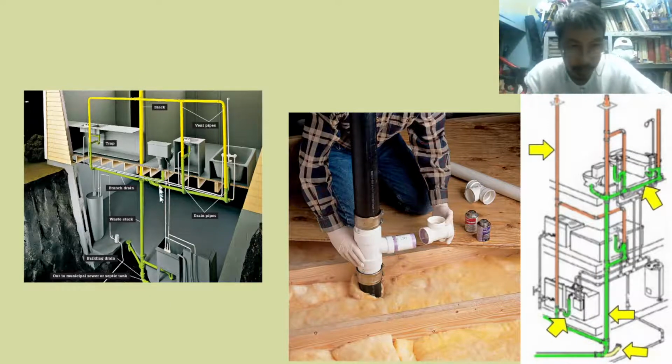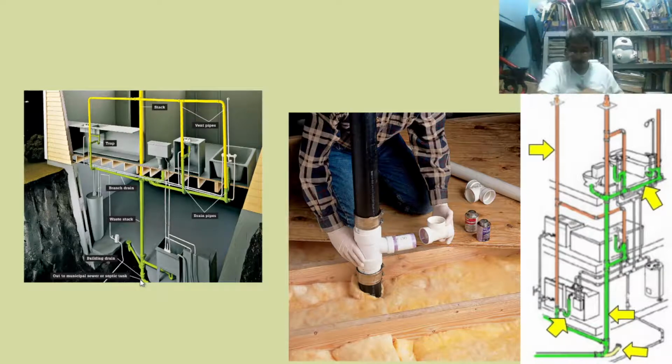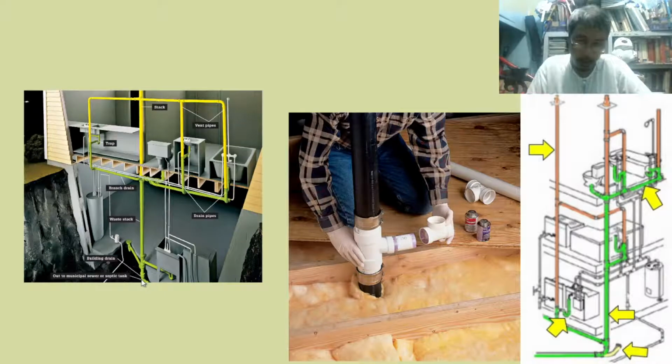The next to the waste stack is the branch drain. When we say branch drain, that is the horizontal drain. And the main drain, that is the building drain, is very short, vertical, connected to the horizontal part, going out from the building.